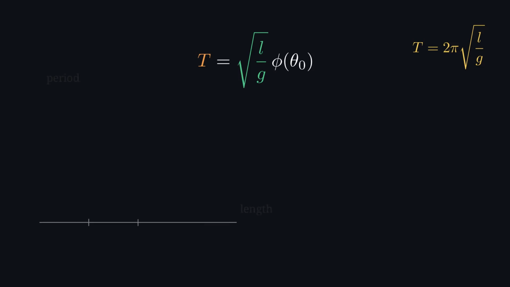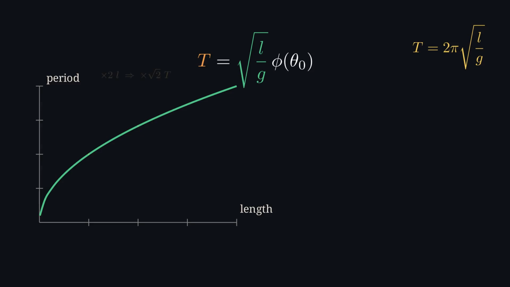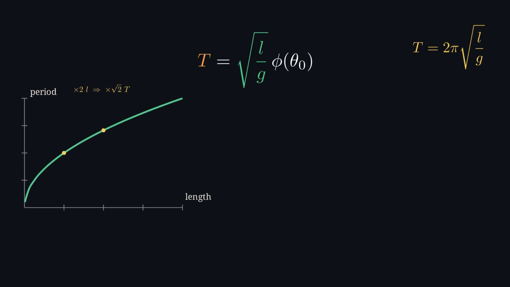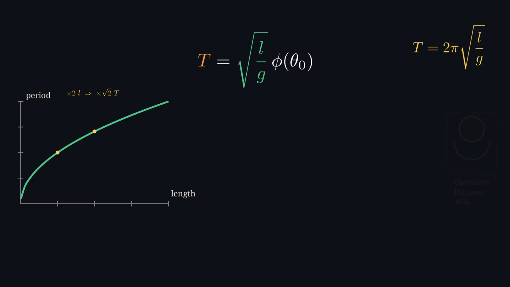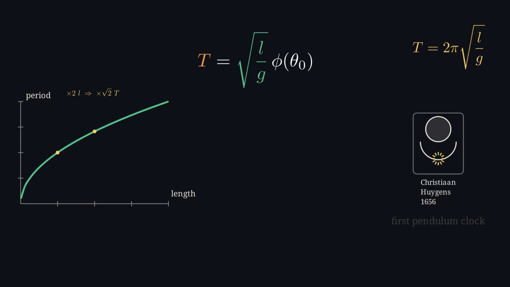And the shape is exactly right. Double the length and the period grows by the square root of 2, not by 2. Plot period against length and you don't get a straight line, you get that gentle square root curve. Galileo saw the pattern. And in 1656, Christian Huygens took it and built the very first pendulum clock, the most accurate timekeeper the world had ever seen.